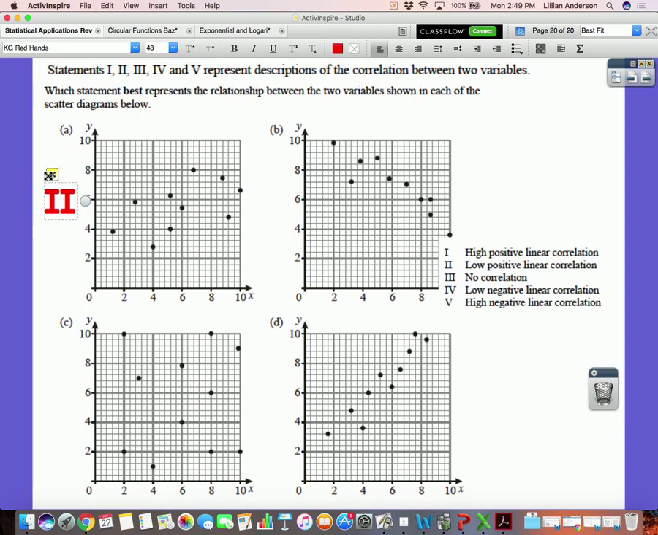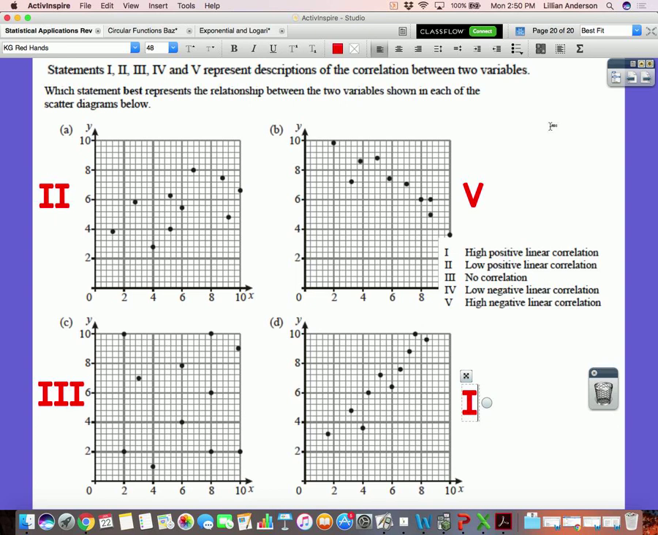Low positive. Very good, okay? It is going in the upward direction, so it's definitely either 1 or 2. And it has a low positive linear correlation. If it was high, it would be a little bit closer together. What about B? High negative. It would be 5. Very good. What about C? No. 3. When it's scattered like that, there's no correlation. And D? 1. High positive. Very good.